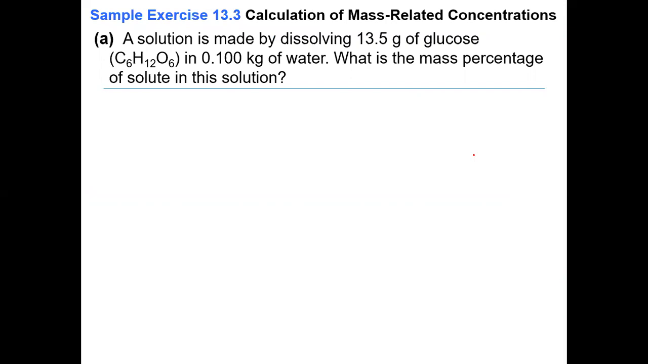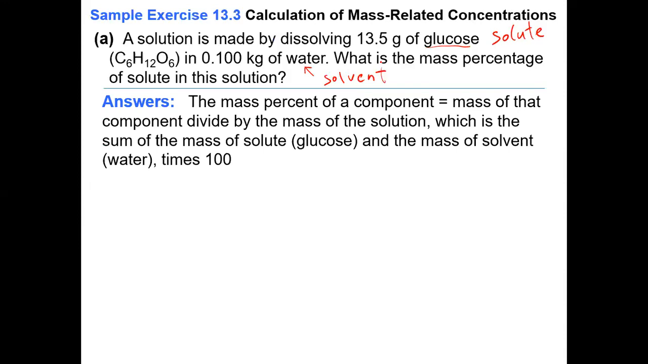Okay, so the next question, the practice question here, is to calculate, let's say for part A, the mass percent. We have a solution, let's say glucose in water. So this will be our solute, and water is our solvent. You want to calculate the mass percent, so you want to find the ratio and then times that ratio by 100. So what is the ratio we talk about? It is the ratio of the mass of the solute divided by the mass of the solution.